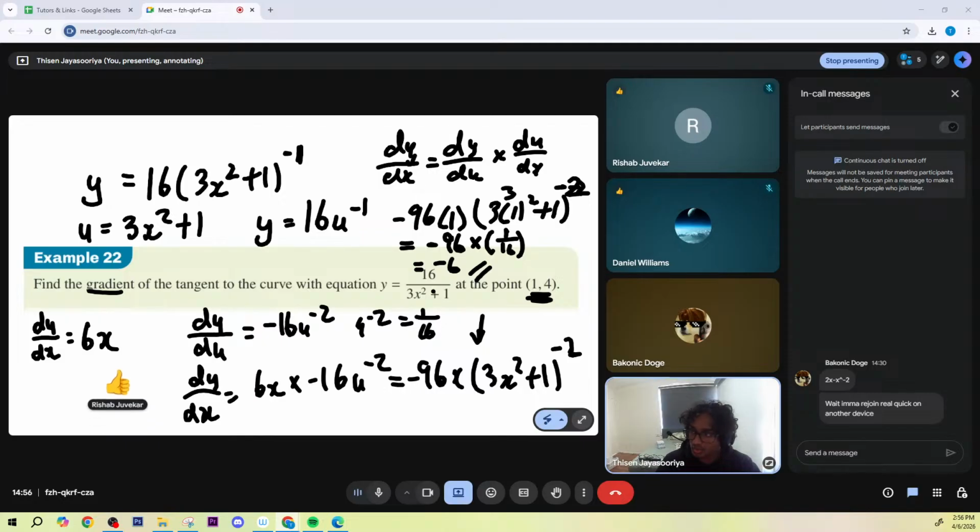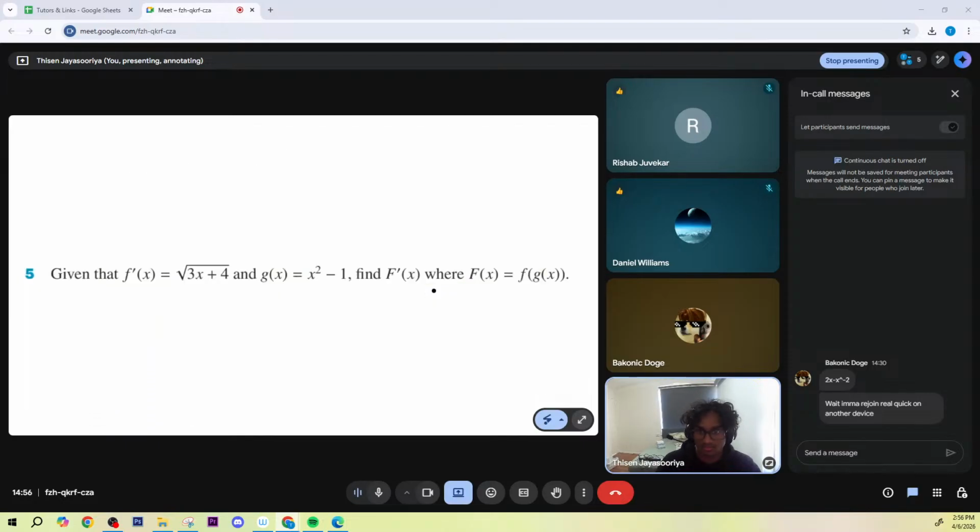Perfect. So literally, I'm just using new techniques and expanding on the stuff I already know. Yeah. So here, it says, given that f dash of x equals the square root of x plus 4 and g of x equals x squared, find f dash of x where f of x equals f of g of x. So here, using our understanding of the chain rule, what is f dash of x? Remember that formula that we had? Rashab, what was the formula we had for this notation?